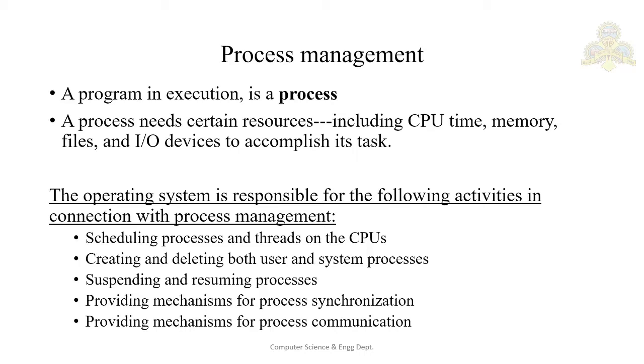The first one is scheduling processes and threads on the CPUs. Now we know what is a process. A process is nothing but your program which is executing. Now your operating system is in charge of selecting the process that has to be executed, which process it has to select, and what are the resources that have to be allocated. So your operating system is in charge of this activity. Along with that, it is also concerned with the threads.